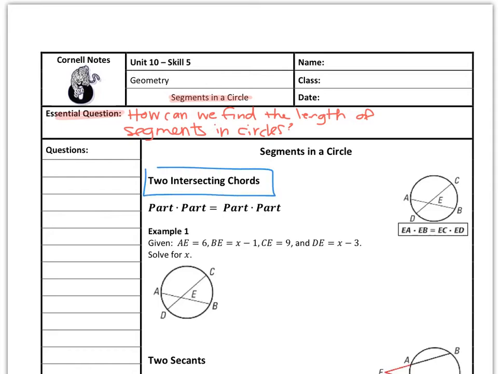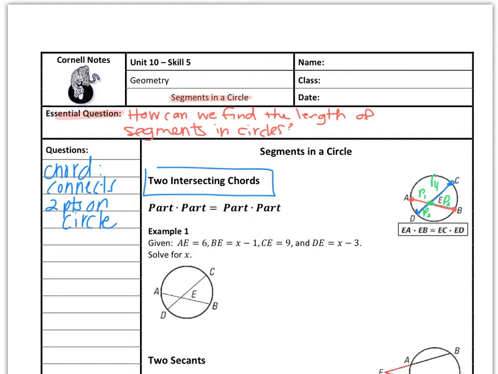And again, I just want to remind you, the more you write this down, the more it's going to stick in your head. A chord connects 2 points on the circle. So this chord stays inside the circle. It connects this point to this point, and that's one segment. Then we have a chord connecting this point to this point, and that's another segment. Now point E splits our two segments up into 4 parts in total. So we have part 1, part 2, part 3, and part 4.